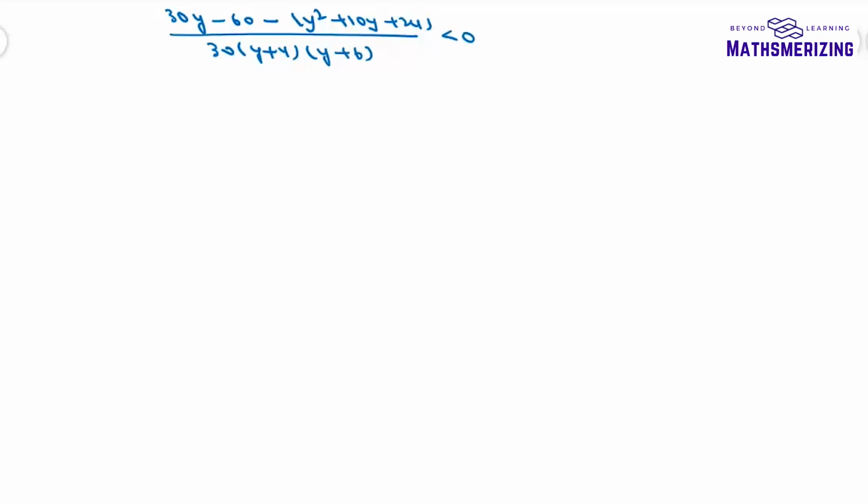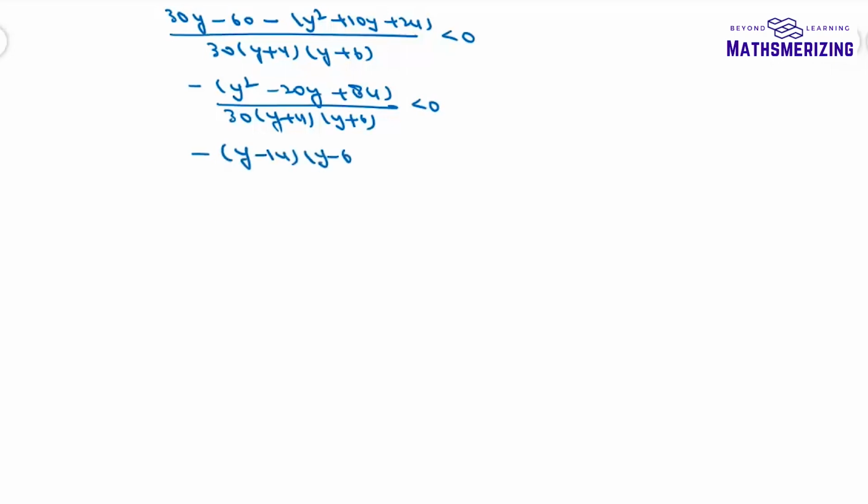So if I simplify, I can write it as minus y square minus 20y plus 84 divided by 30(y plus 4)(y plus 6) less than 0. So if I factorize the numerator, I can write it as minus (y minus 14)(y minus 6) upon 30(y plus 4)(y plus 6) less than 0.